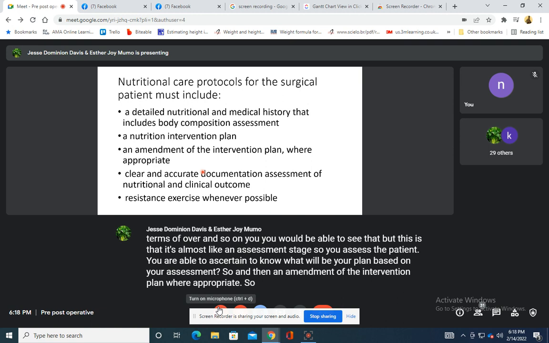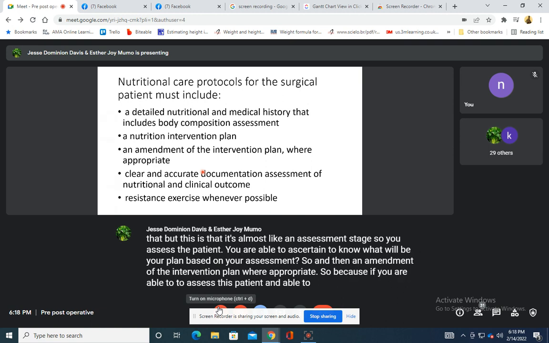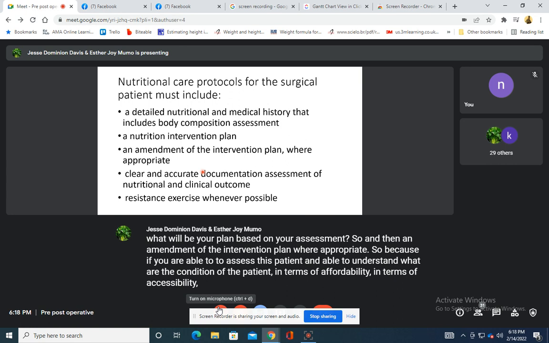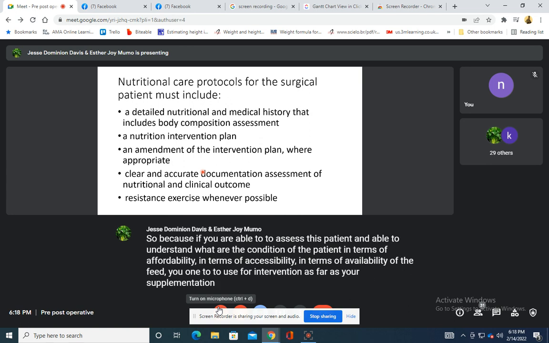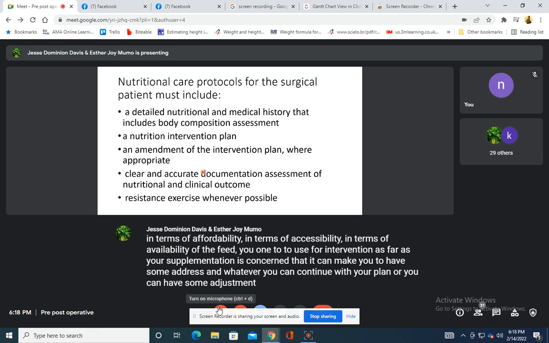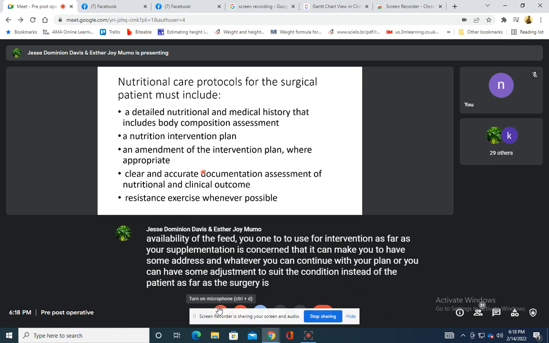Because if you are able to assess this patient and understand the condition of the patient in terms of affordability, accessibility, and availability of the feed you want to use for intervention as far as your supplementation is concerned, then it can make you have some adjustment, whether you can continue with your plan or adjust it to suit the condition and state of the patient as far as the surgery is concerned, and as far as the patient's financial status is concerned.